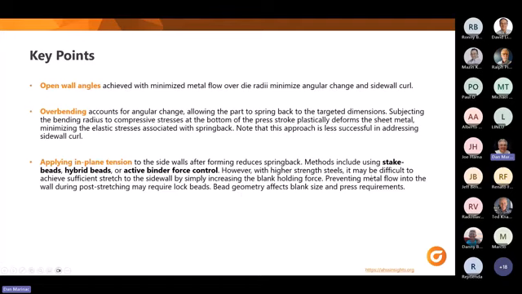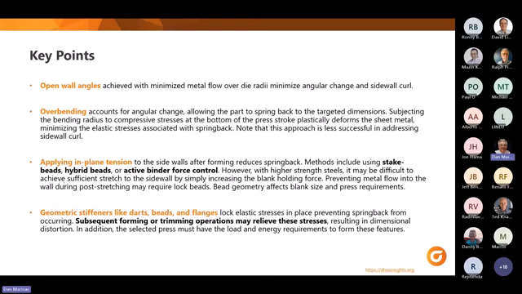With higher strength steels, it is still difficult to achieve sufficient stretch to this sidewall by simply increasing the blank holding force. Preventing the metal flow into the wall during post-stretching may require lock beads. Bead geometry affects blank size and press requirements. So if you are going to go to lock beads and a different type of, or even double lock beads, you're adding a lot to the blank size and you're raising the cost of the component and of the die for your customer.